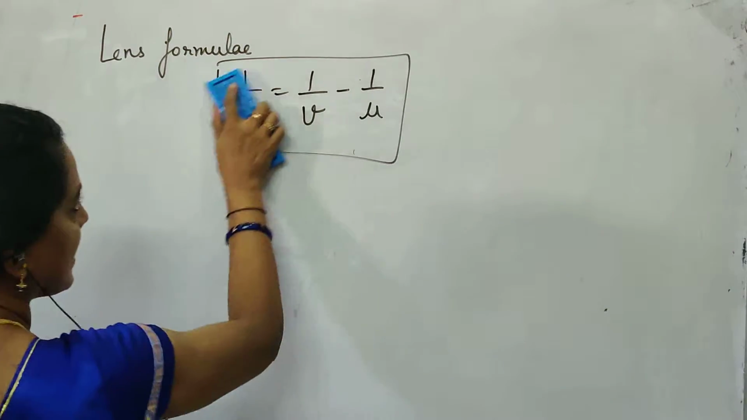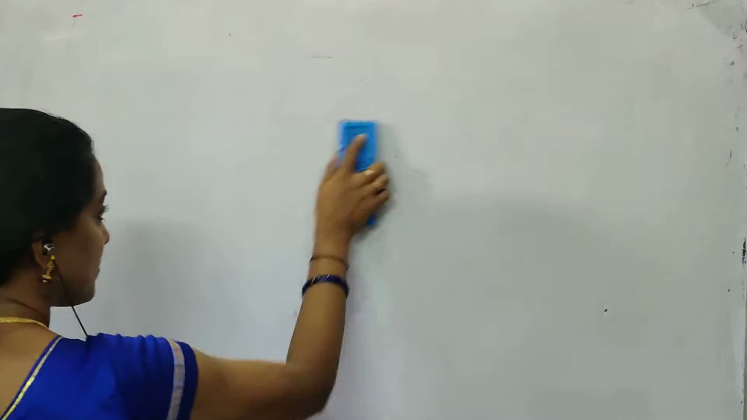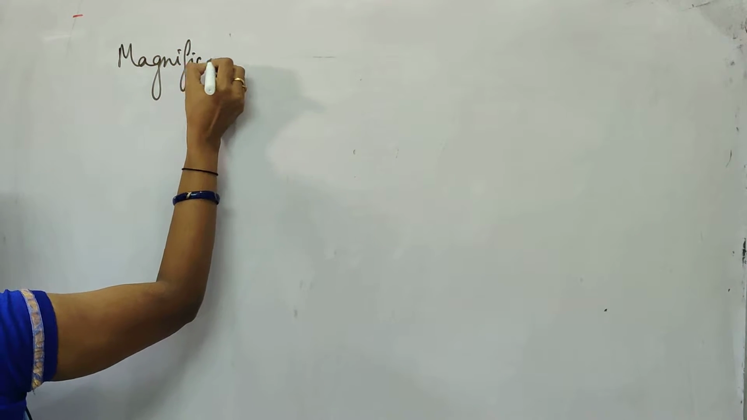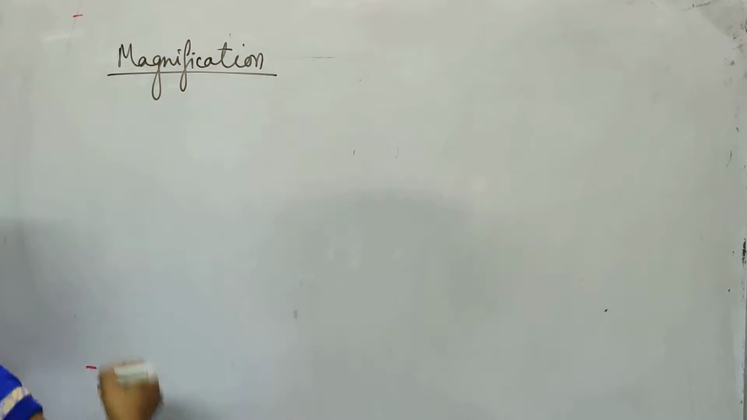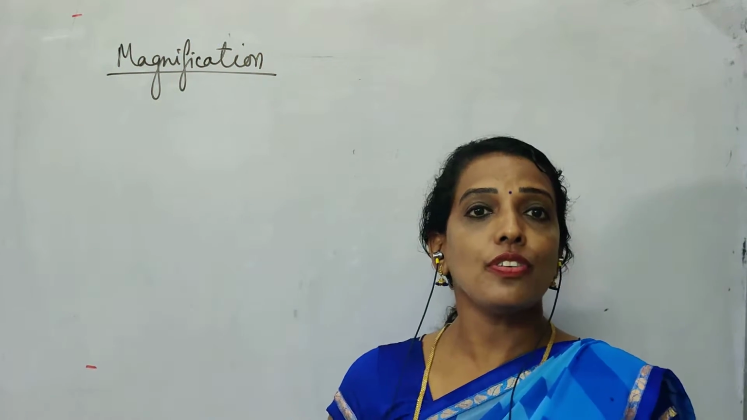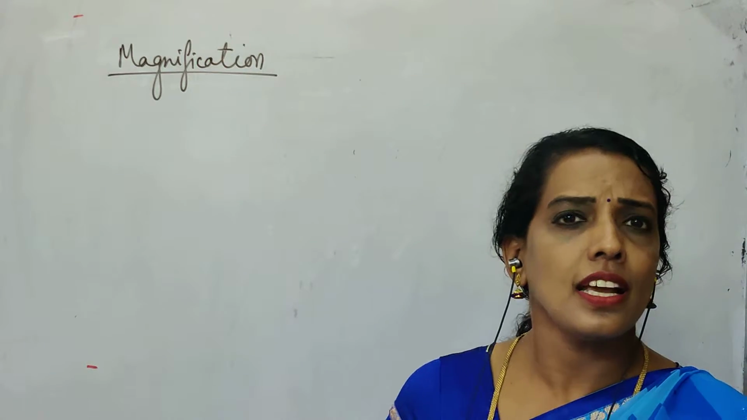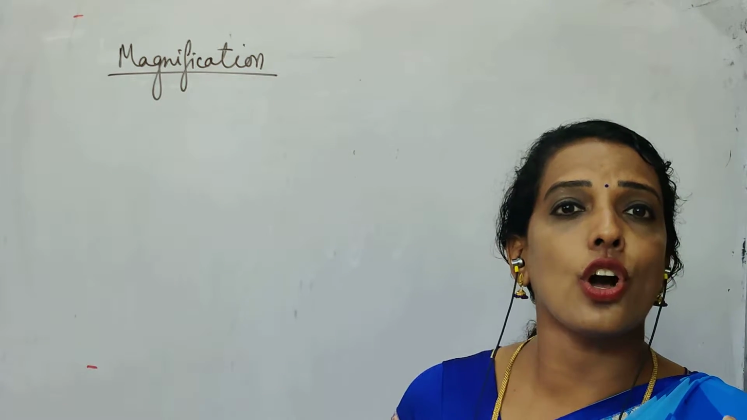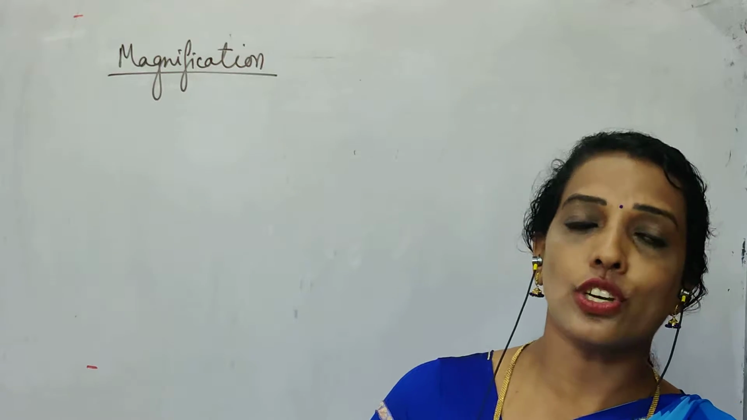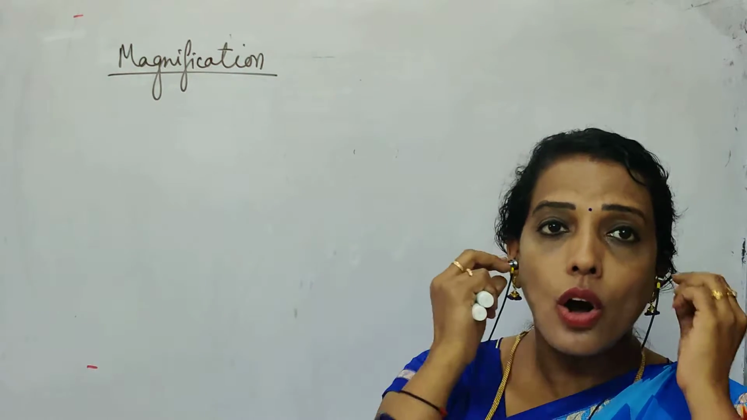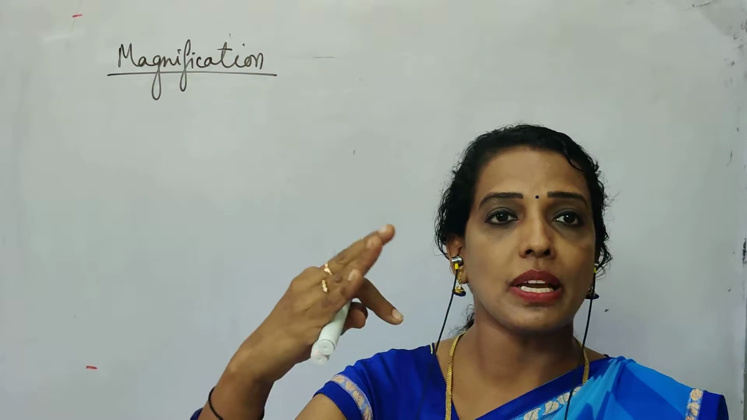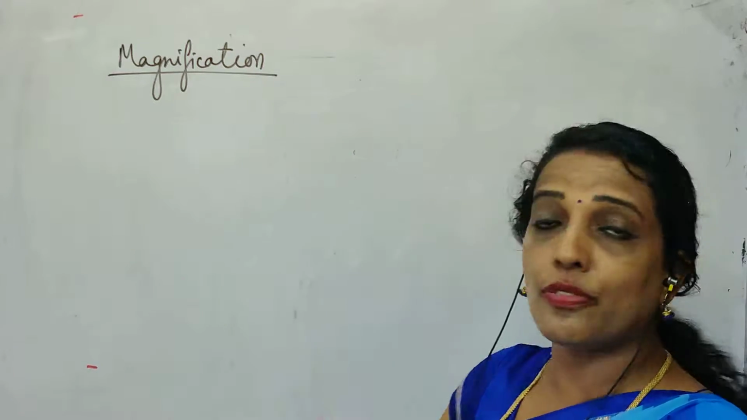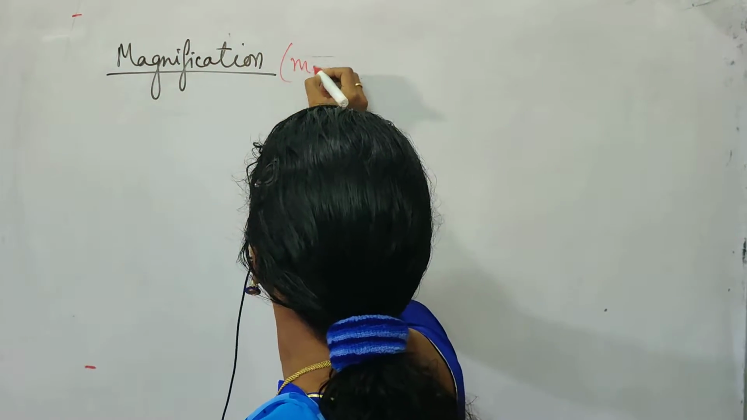Next, we'll discuss the magnification. The magnification produced by the lens is exactly similar to the spherical mirror, and it is defined as the ratio of the height of the image and the height of the object, because always the ratio of the height of the image and the height of the object is taken. It is represented by the letter m.